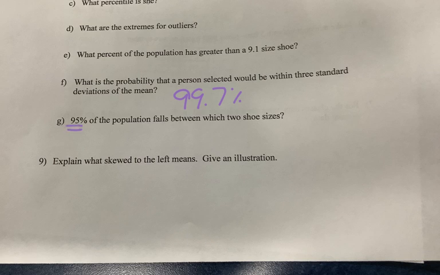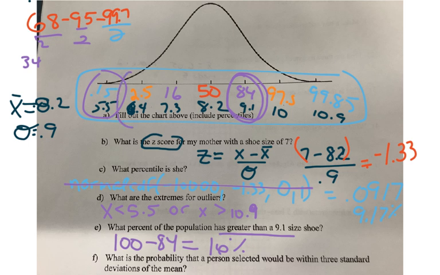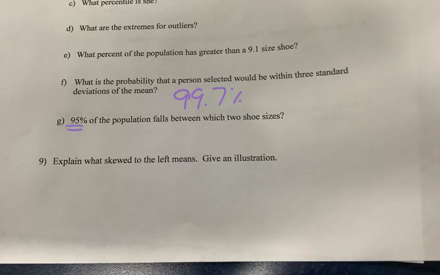95% of the population, which would fall between which 2 shoe sizes? So you go back to the chart here. 2 standard deviations, 95% is 2 standard deviations, so the ones in orange. So 6.4 and 10.